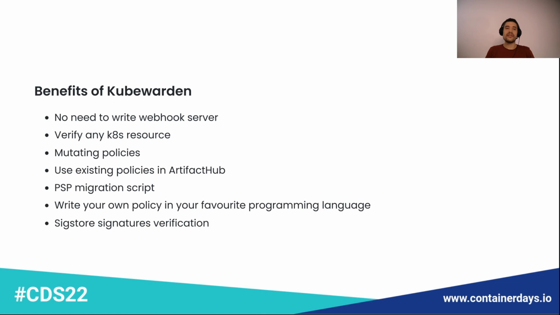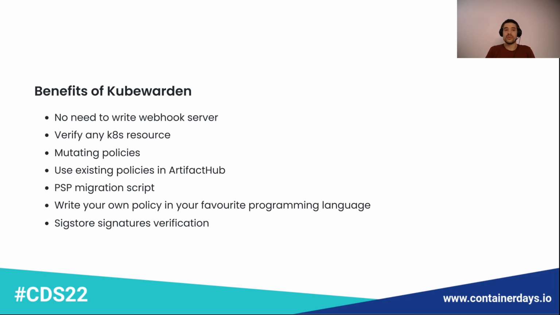Okay, so what are the benefits of Kubernetes compared to creating your own webhook or using PSP or pod security standard? First thing is you don't need to write a webhook server. You don't need to handle complex certificates. That's all being done by Kubernetes for you. You can verify any Kubernetes resource, not just pods. If you are using the deprecated PSP or pod security admission, they work just for pods. You cannot evaluate a config map or any other resource. With Kubernetes, you can evaluate any resource you want.